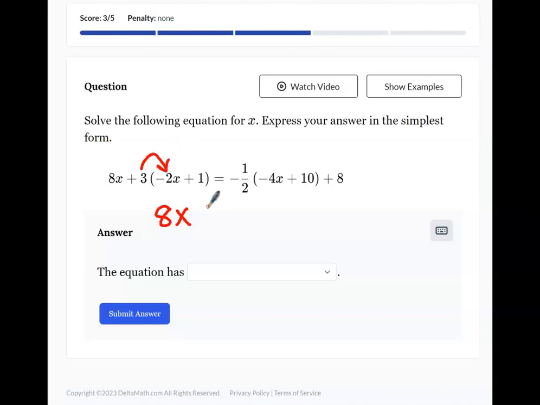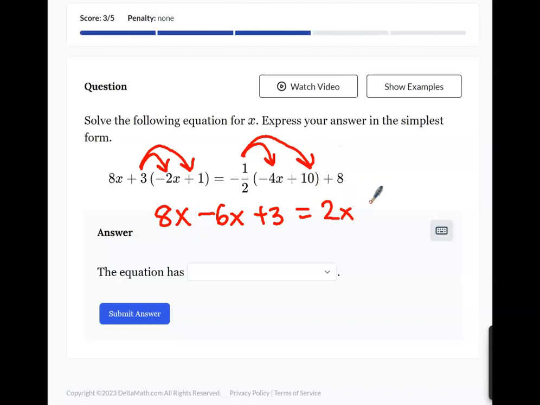3 times negative 2 is negative 6. Don't forget the x. 3 times 1 is 3. And now we're moving on to the right side. Negative 1/2 times negative 4 is positive 2x. Negative 1/2 times positive 10 is negative 5. Don't forget to write the plus 8 at the end.